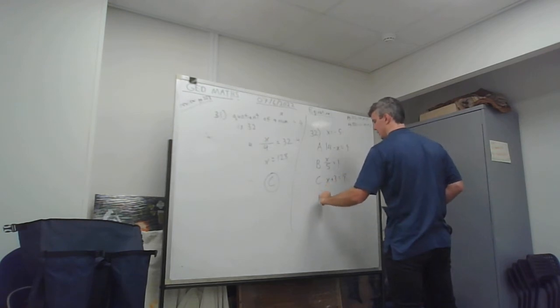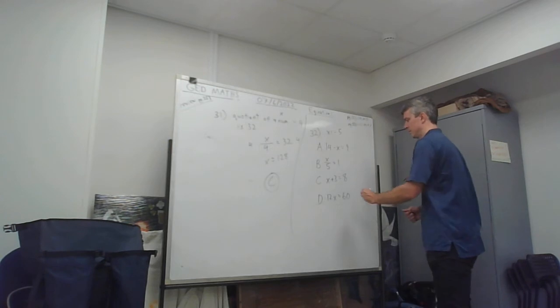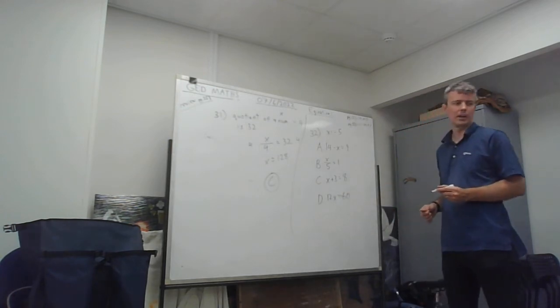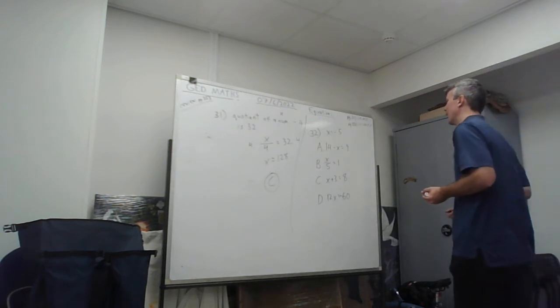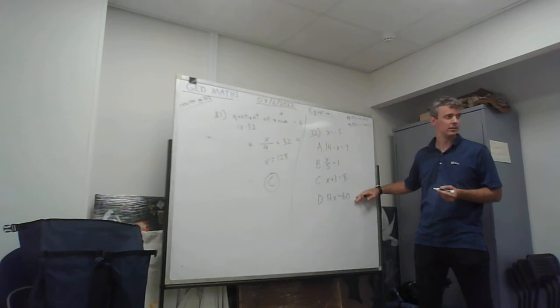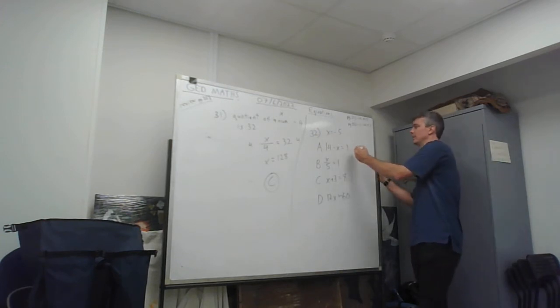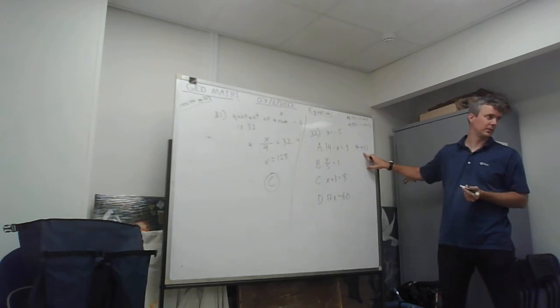D is 12x equals negative 60. I was wondering because I didn't see any that were working. Okay, so what we basically have to do is just plug it in, right? It's substitution. So this one is going to be 14 minus negative 5, that's 14 plus 5, which is 19.